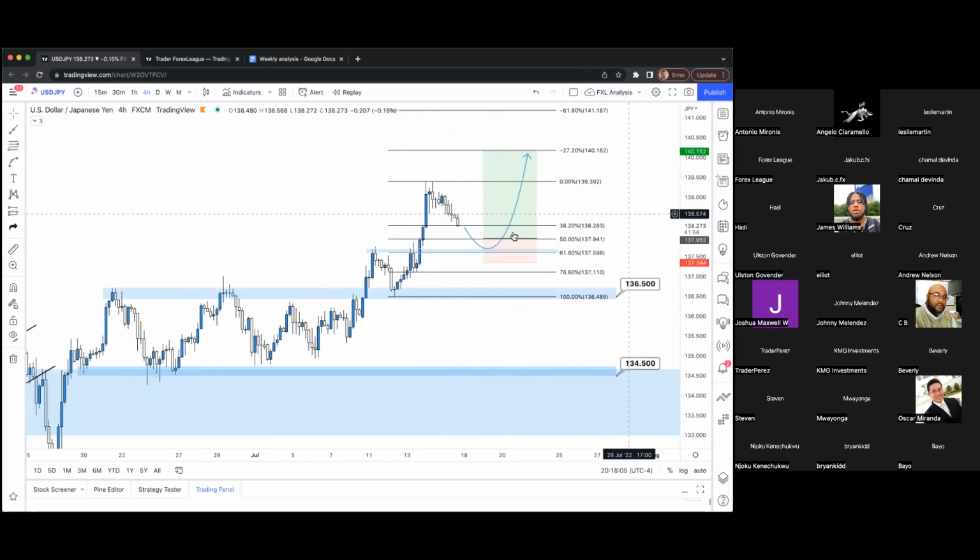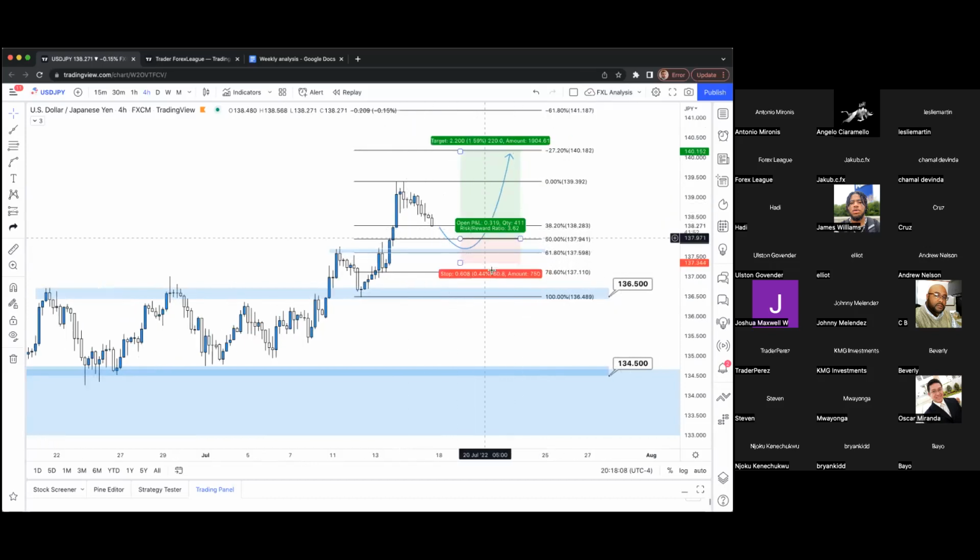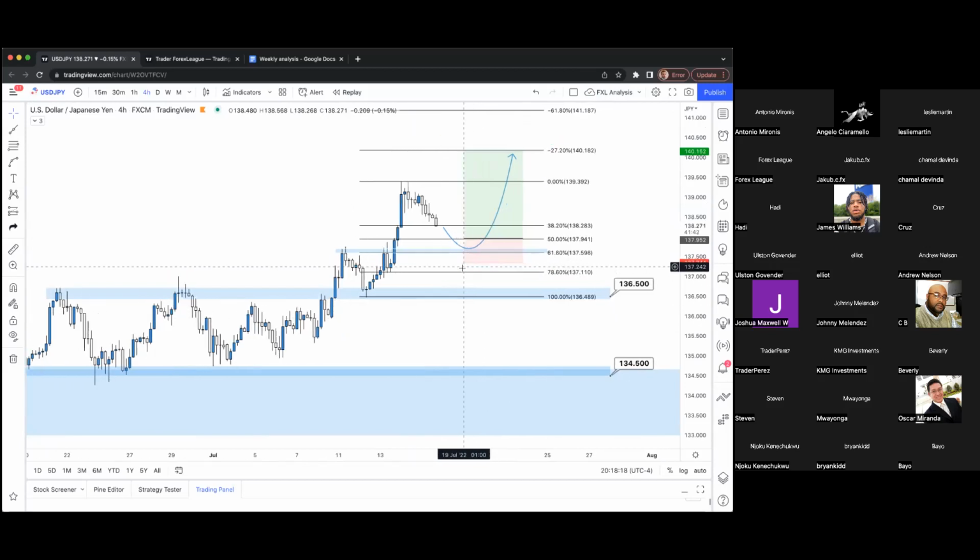So I'm not even going to really recommend a short scenario on this for two reasons. One, the dollar is just skyrocketing. I'm not really going to give you guys a bearish setup because it's probably not going to happen for a while. And we are super far from 136.5, which would be the level that I need to see break before I would comfortably consider shorts.